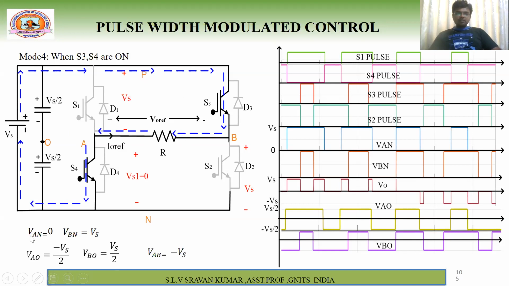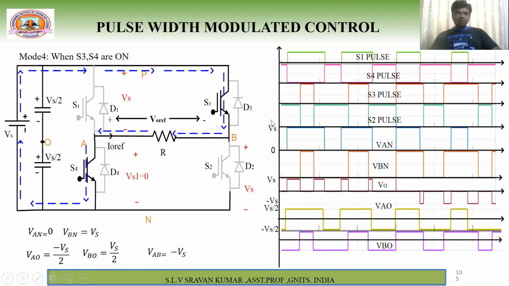Now what is VAN? Because this switch is short circuited, the voltage between these 2 points is 0. Next, what is VBN? VBN is Vs, because it is off state. Next, what is VAO? A having negative polarity, this negative polarity is connected here. So that's why minus Vs plus Vs by 2 will give you minus Vs by 2.